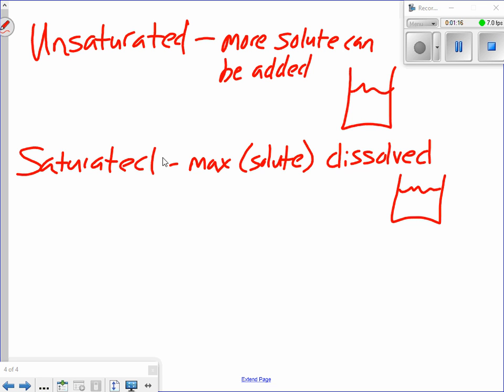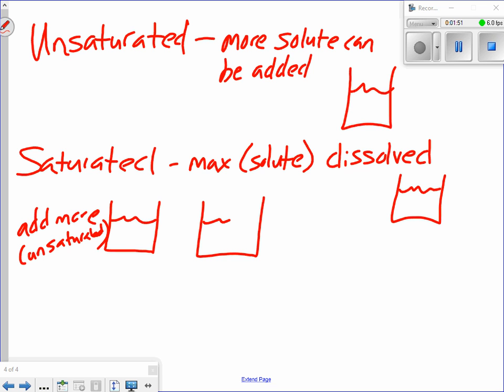If you add more, the only way to tell the difference between the two is if you add more and it wasn't saturated, it's still going to look like this, correct? But if you add more and it settles to the bottom, then that means it was saturated. And this one was unsaturated.